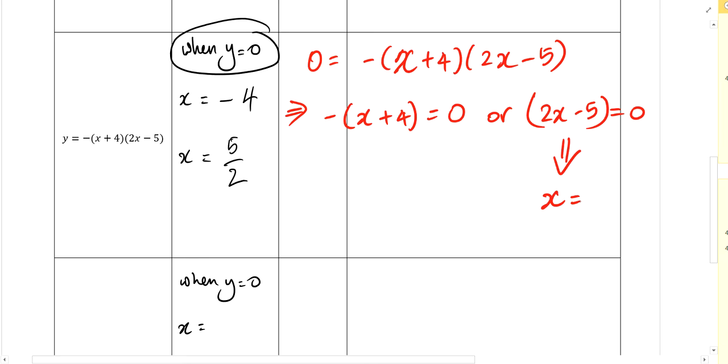What is the value for x such that 2x minus 5 equals 0? 2x minus 5 equals 0. 2x equals 5, right? So x equals 5 over 2.